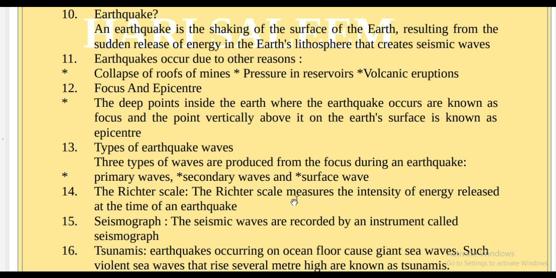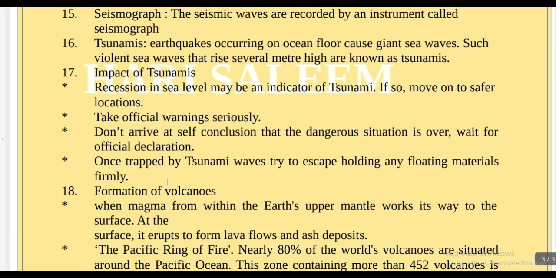Next, the Richter scale. The Richter scale measures the intensity of energy released at the time of an earthquake. Next, seismograph. The seismic waves are recorded by an instrument called seismograph.